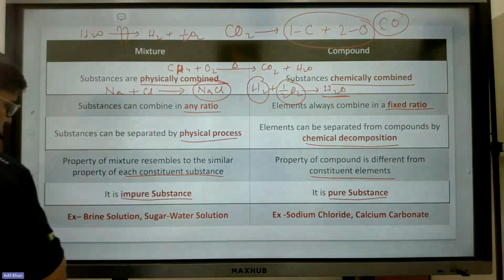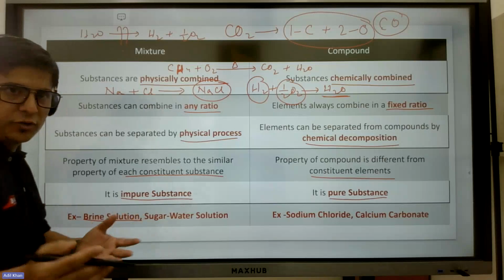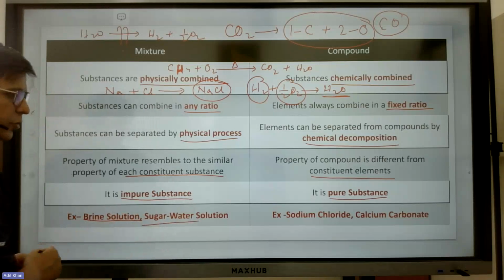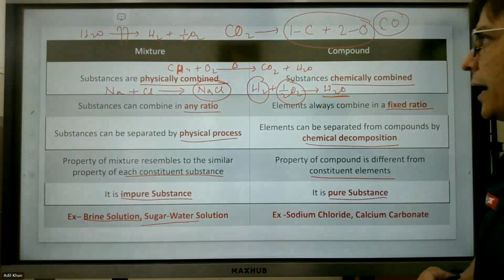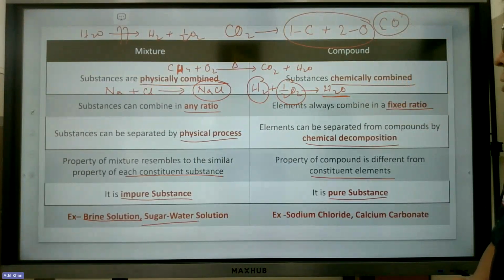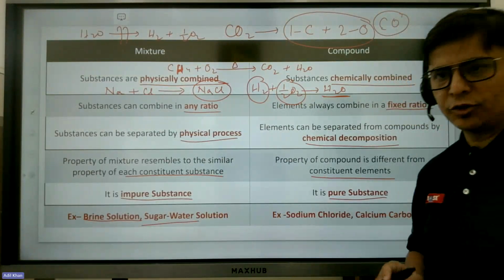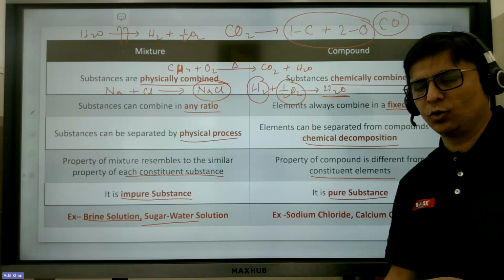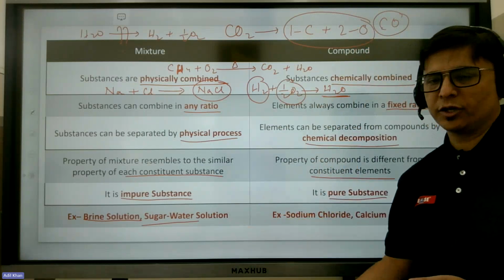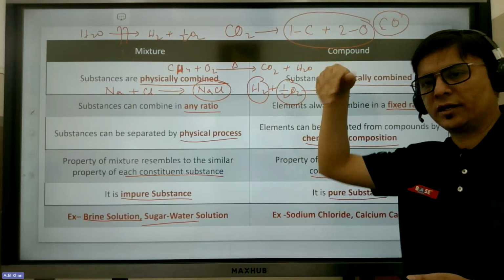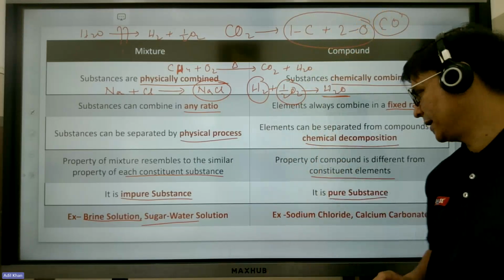So an example of a mixture is brine solution. Brine means salt solution. Then there is sugar water solution. Why brine solution? Because when you heat the brine solution, the water will evaporate and the salt will remain. You can separate it. With sugar water solution, when you evaporate the water on heating, the water escapes as vapor and the sugar stays back there.